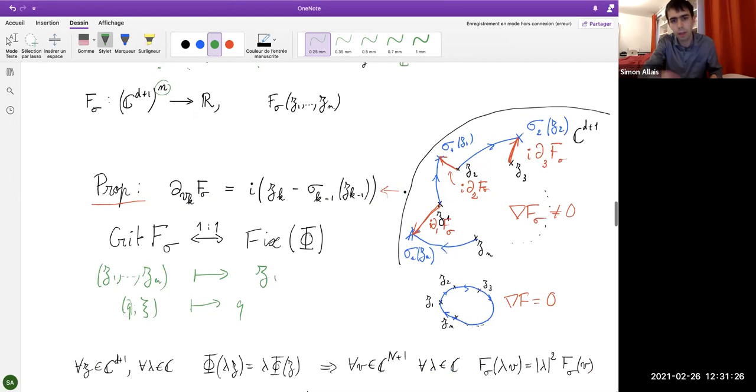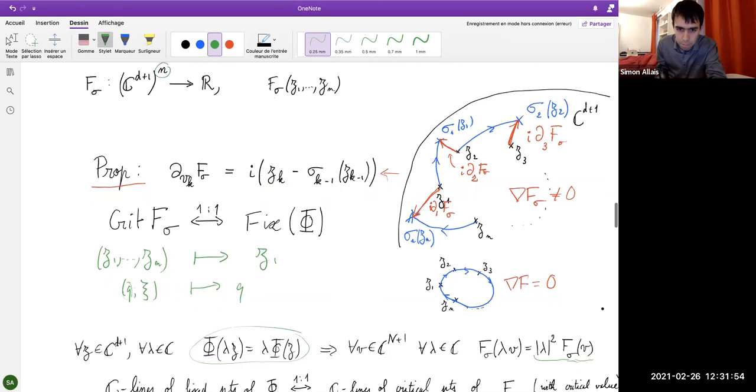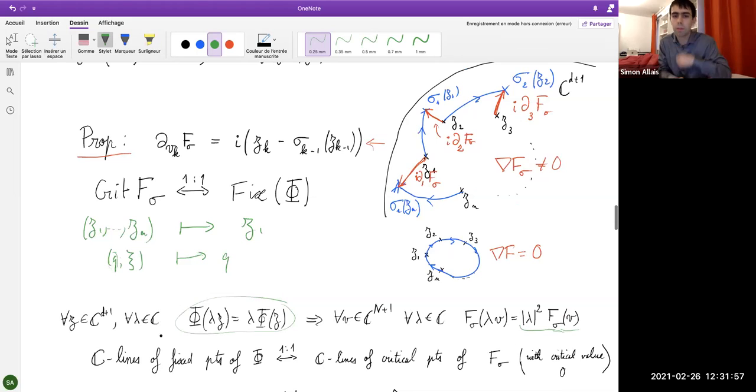Okay, and in the case where capital phi is C equivariant, so when it satisfies this equality, you can build a generating function that satisfies this complex two homogeneity as was satisfied by the Hamiltonian map. And thus C lines of fixed points of capital phi are in bijection with C lines of critical points of F sigma. And because of this relation, the Euler identity implies that they have critical value 0.